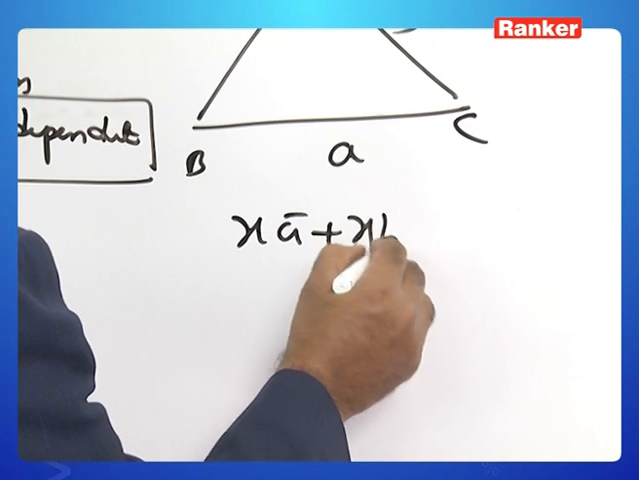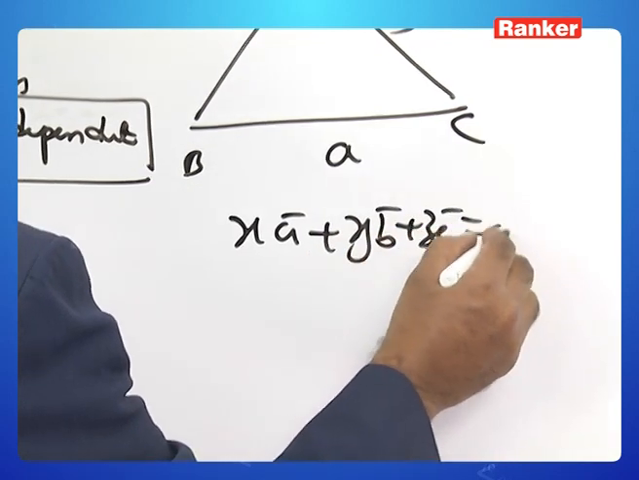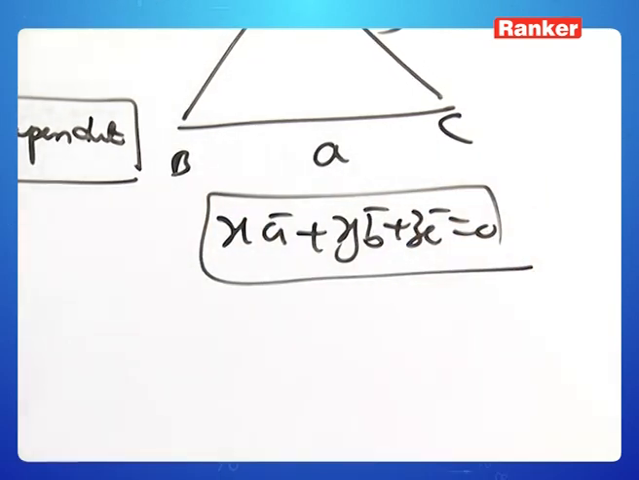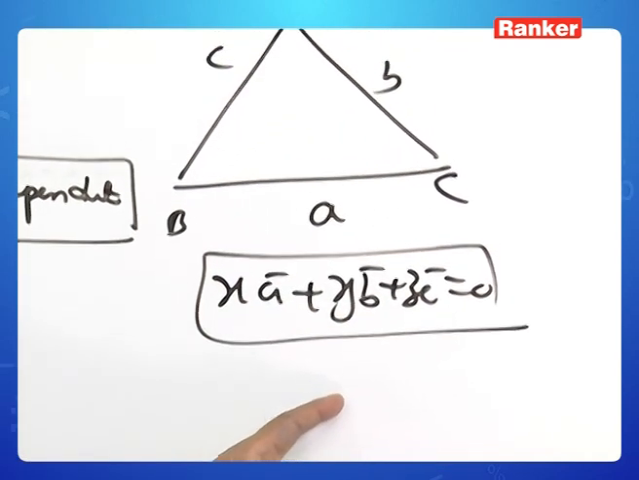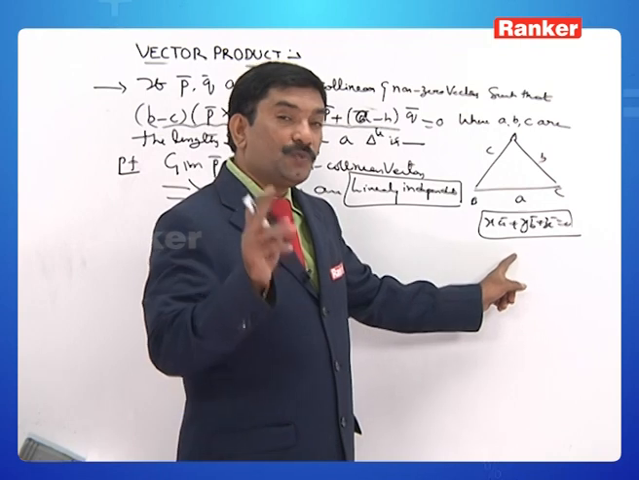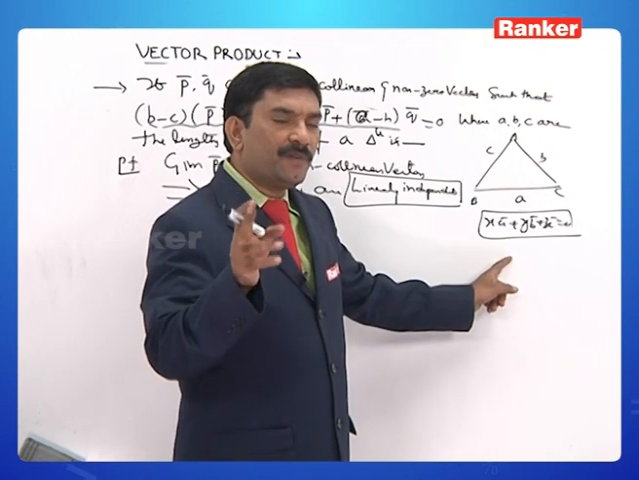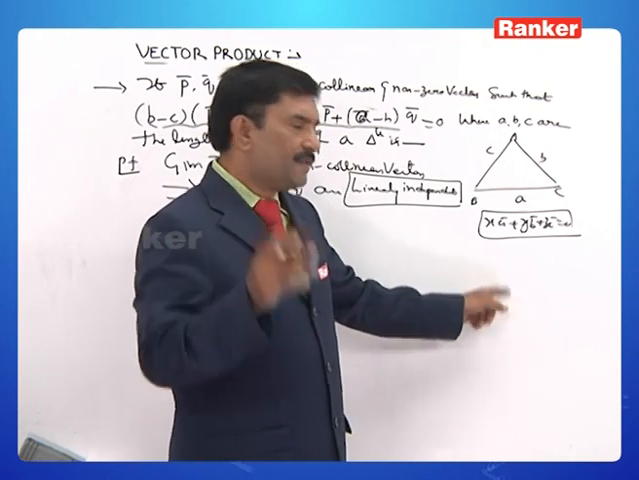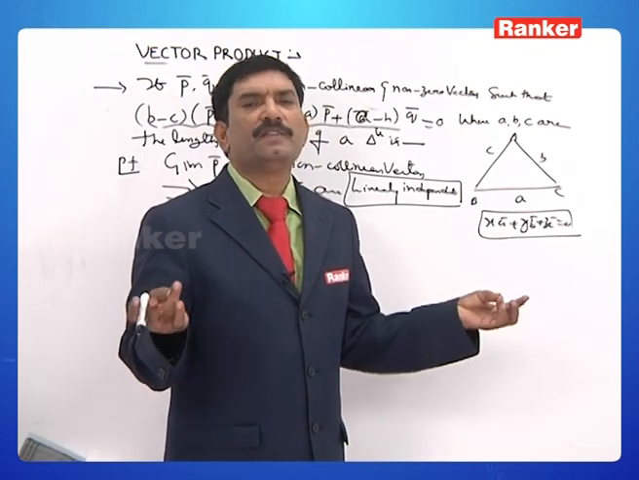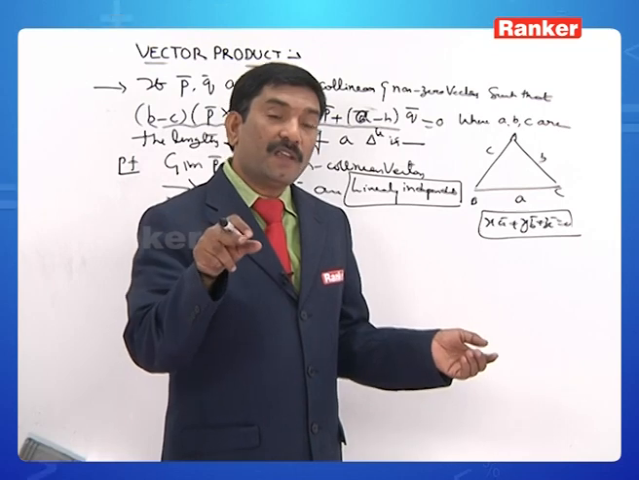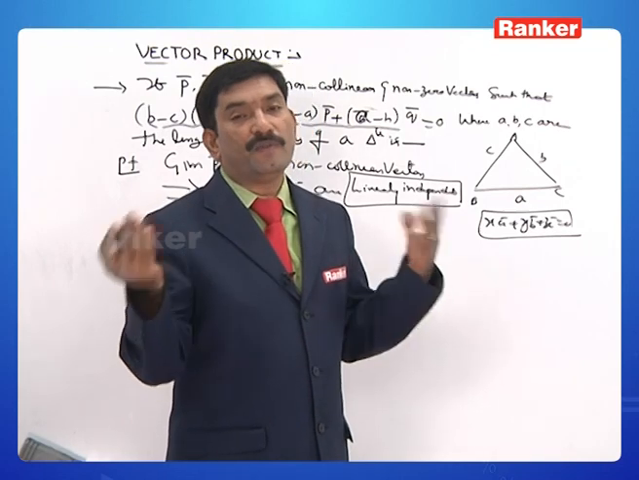xA bar plus yB bar plus zC bar is equal to 0. When three vectors A bar, B bar, C bar are said to be linearly dependent, at least one scalar must be different from 0. How many vectors are there? Three vectors. How many scalars correspond to it? Three scalars, x, y, z. So at least one scalar must be different from 0. All may be different from 0.